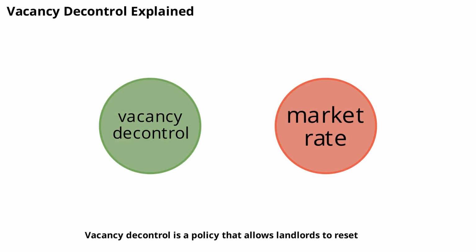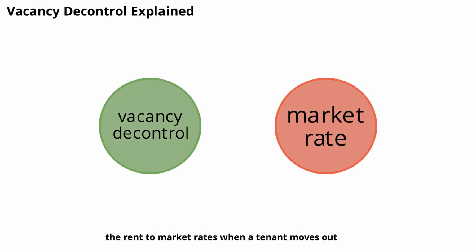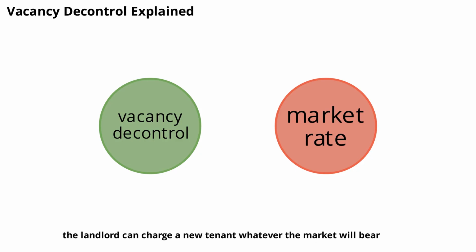Vacancy decontrol is a policy that allows landlords to reset the rent to market rates when a tenant moves out. This means that while a tenant is living in the unit, their rent is regulated, but once they leave, the landlord can charge a new tenant whatever the market will bear. This approach is meant to encourage landlords to maintain their properties and to allow for some flexibility in the rental market. However, it can also lead to higher rents over time as units turn over.